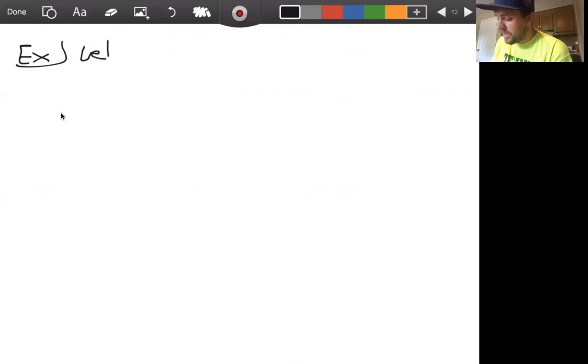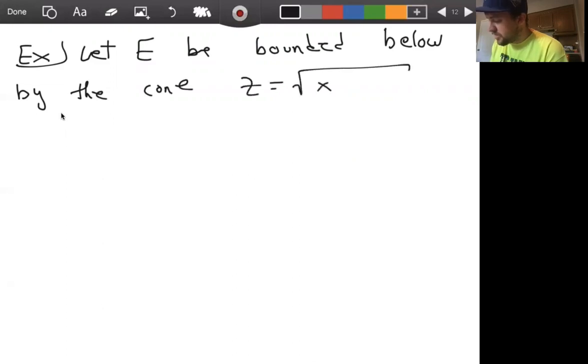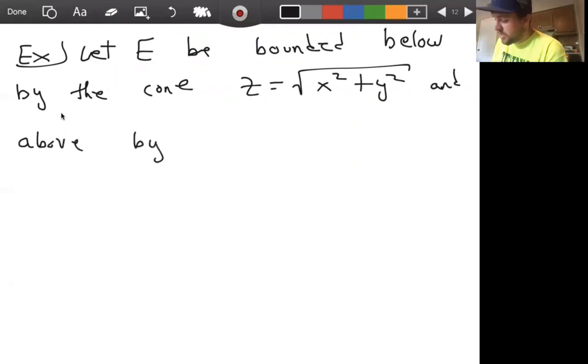So let's let E be bounded below by the cone z equals root x squared plus y squared, and above by the paraboloid z equals 2 minus x squared minus y squared.